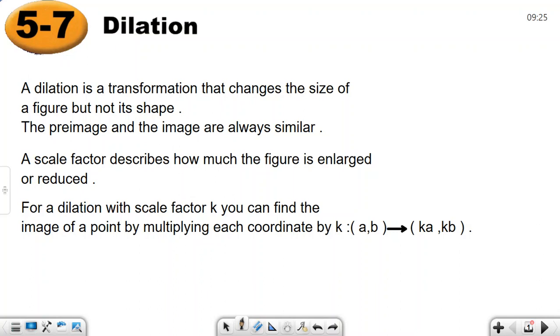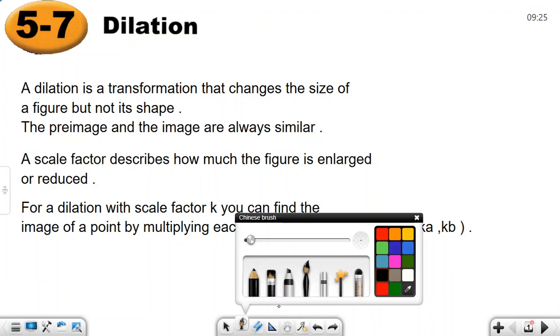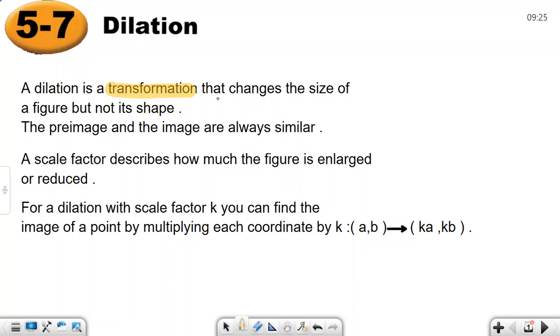Okay, welcome everyone. 5.7 Dilation. A dilation is a transformation. When we talk about dilation, we are talking about a transformation that changes the size of the figure, but not its shape. The pre-image and the image are always similar.